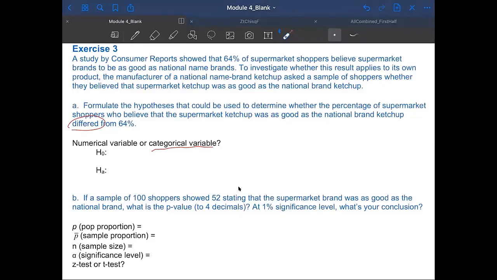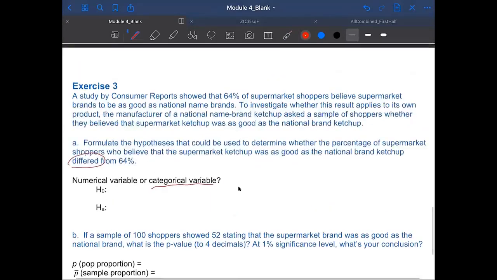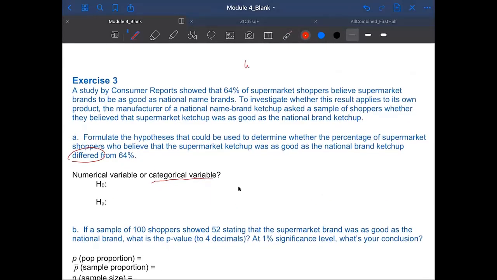So you can classify shoppers as yes or no. Yes means those people who believe they are the same. Typically we assign a 1, and if it's no, we assign 0. So this is about 64%. So that's a categorical data.